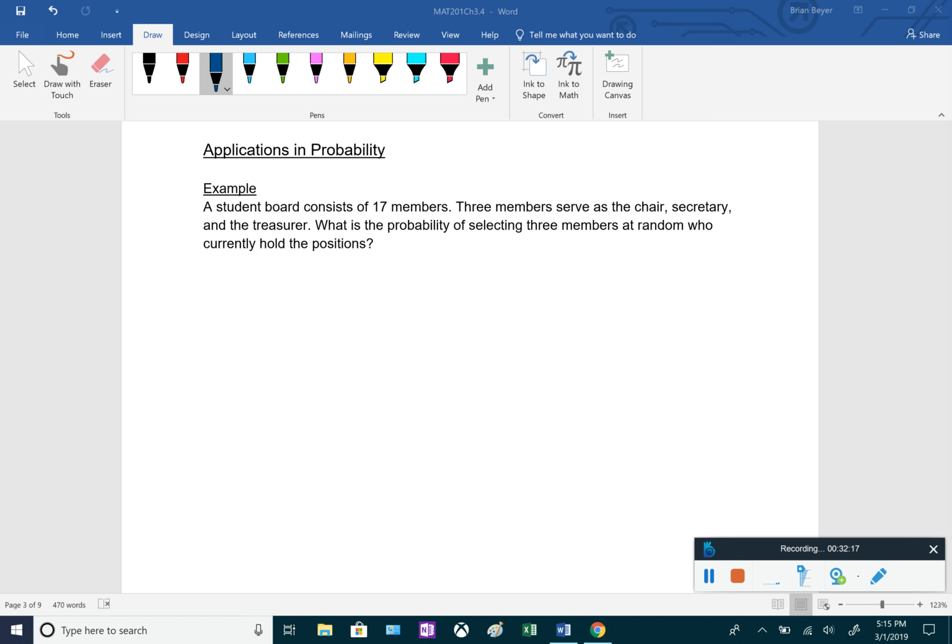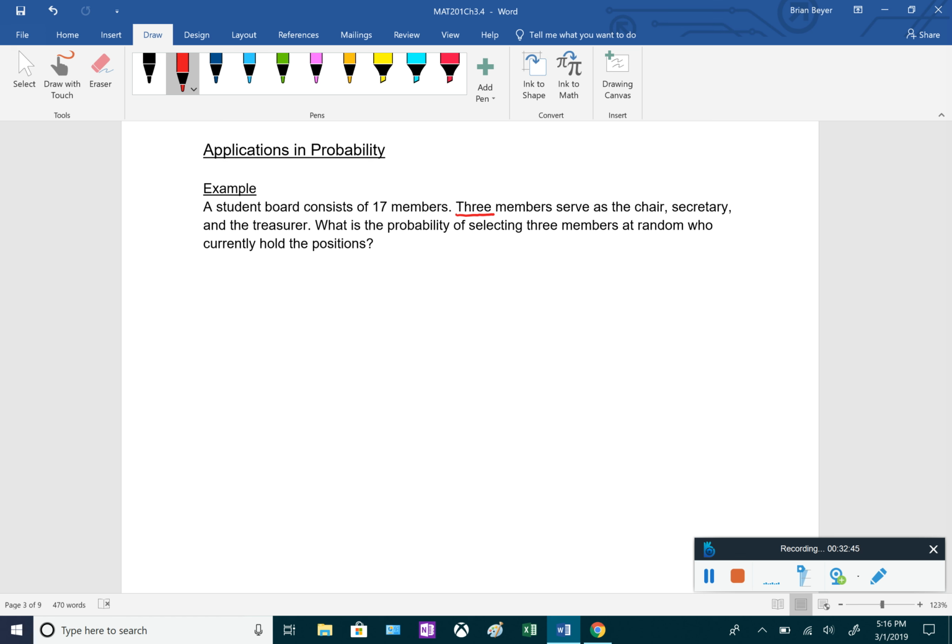So for applications and probability, we're going to be doing probability-based questions here, except we're going to be integrating these ideas that we just did into this. So for example, a student board consists of 17 members. 3 members serve as the chair, secretary, and treasurer. What's the probability of selecting 3 members at random who currently hold those positions?